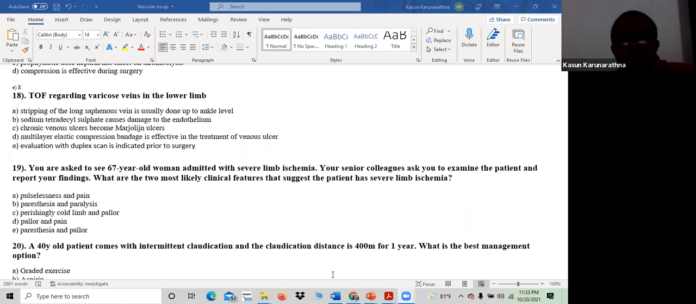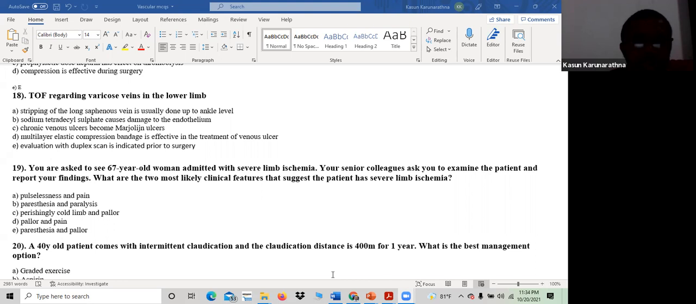Stripping means you remove the connection of the long saphenous vein to the femoral vein, cut from that junction, put in a guide wire, and strip the long saphenous vein from the saphenofemoral junction to the knee level, right? You don't strip the below-knee part of the long saphenous vein because it will damage the saphenous nerve, which accompanies the long saphenous vein, right? If you damage the saphenous nerve, the patient will develop sensory impairment in the medial border of the foot and the upper part of the medial border of the leg as well. So to prevent that, you strip only up to the knee level, right?